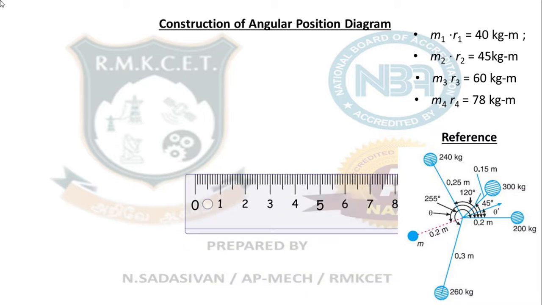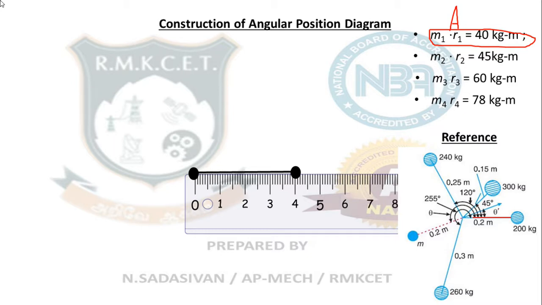Take your scale, place it on the paper. What is the first value? M1 R1. This is the mass A. Mass A has 40 kilogram meter moment, mass into radius. So I am going to put the scale in the horizontal position. Let us take 40 mm, 1 kilogram meter equal to 1 millimeter scale. So 40, I am keeping 2 dots. Put your scale on the paper like this, put 2 dots and draw a line.